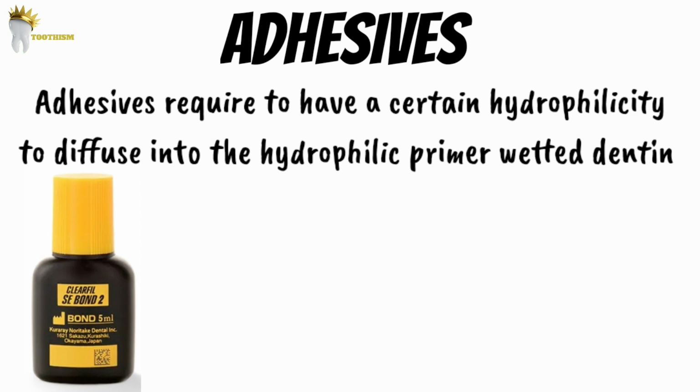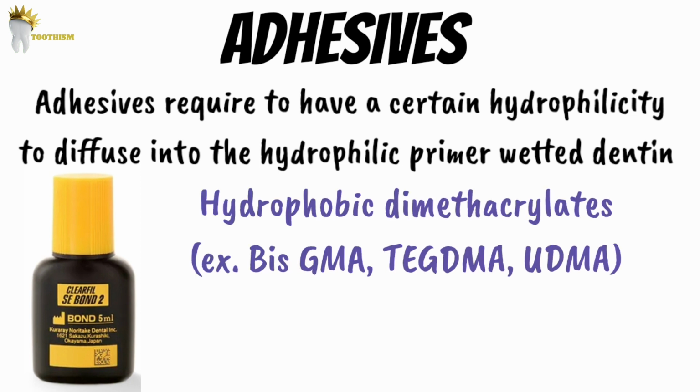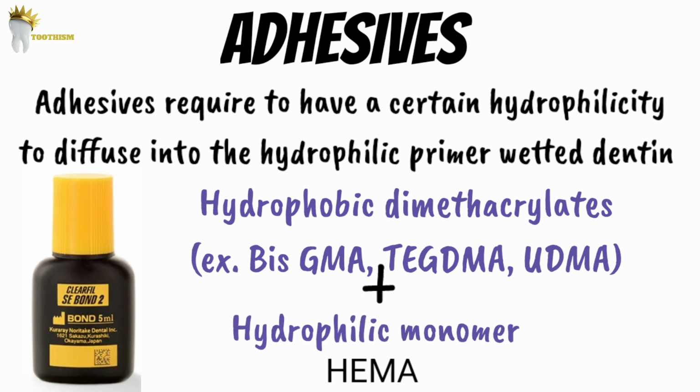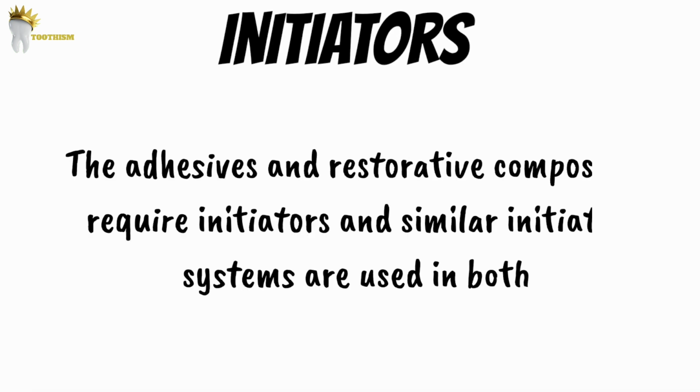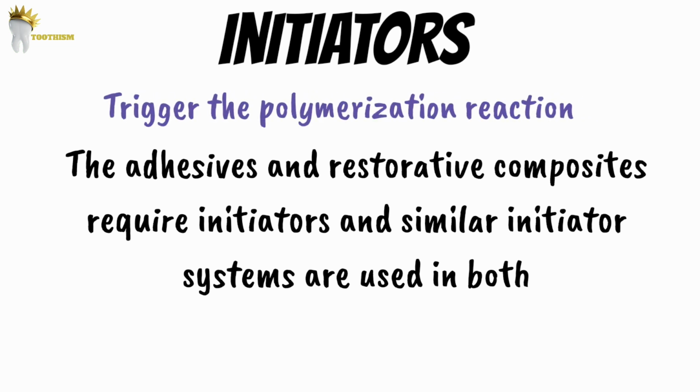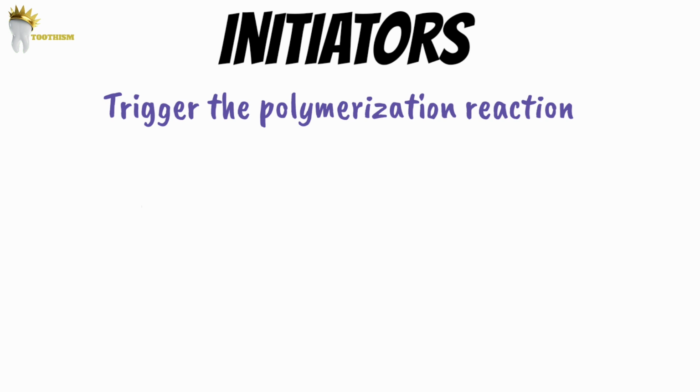So that's why generally adhesive resins are composed mainly of hydrophobic dimethacrylates and a small amount of hydrophilic monomer such as HEMA. Next component is initiators. Both the adhesives and restorative composites need initiators, and similar initiator systems are used in both. Initiators are like triggers which begin the polymerization reaction.